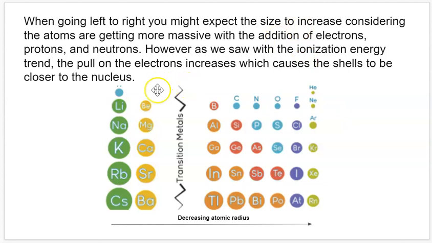As we go from lithium to beryllium, we saw we get more protons and a stronger pull on the nucleus. And that sort of shrinks the shell or shrinks the atom down as that outer shell is being pulled closer and closer to the nucleus due to that higher charge.